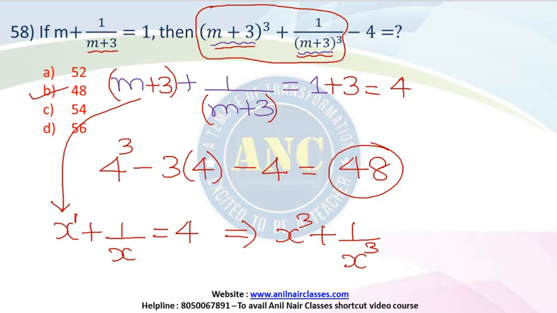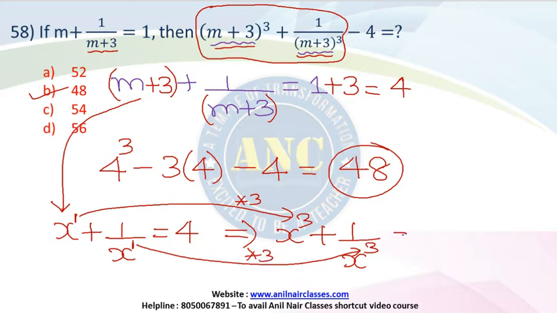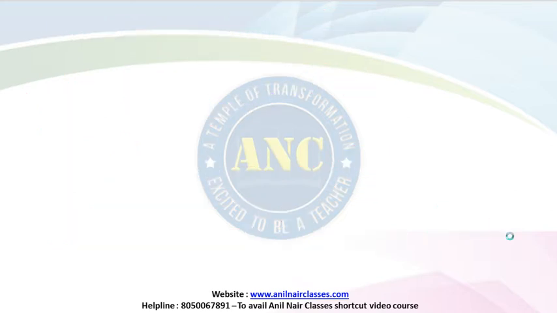Power of x is 1. Here also power of x is 1, and the power 1 is becoming 3. That means power is multiplied by 3. Here also power is multiplied by 3. x cube plus 1 by x cube is k cube minus 3k, right? This you are aware of. Same logic here also. This is what I said sometime before.